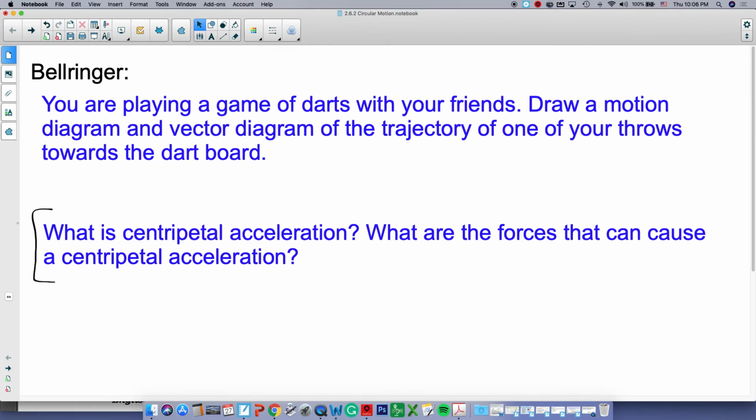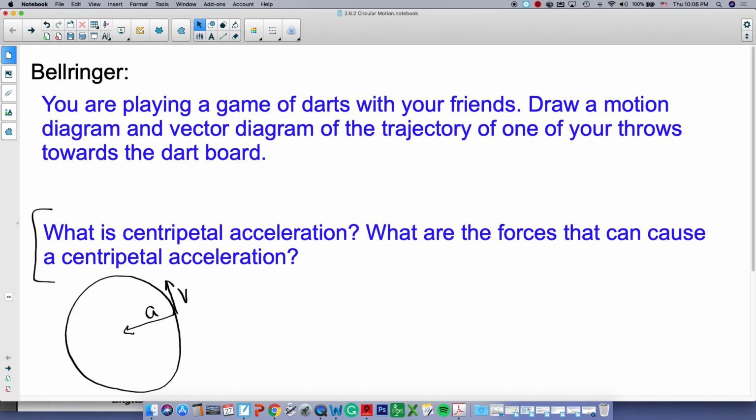Alright, so what is centripetal acceleration? What are the forces that can cause a centripetal acceleration? Essentially, centripetal acceleration is acceleration in a circle. So that would be anything that travels in a circular path. The acceleration is actually towards the center of the circle, and the velocity, whatever path it's following, is tangential to the circle.